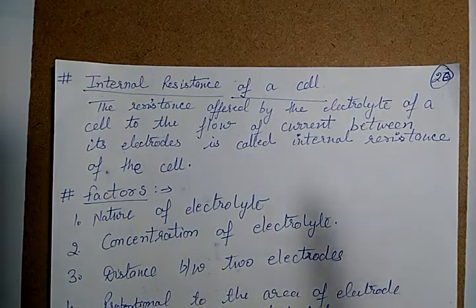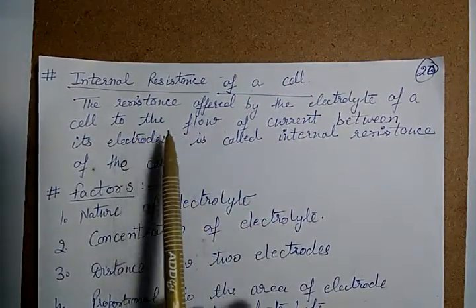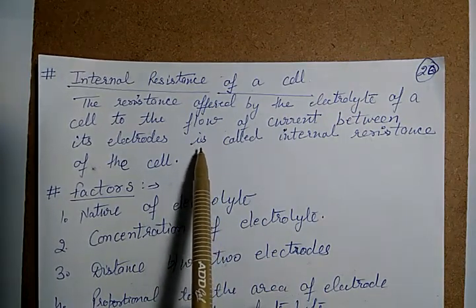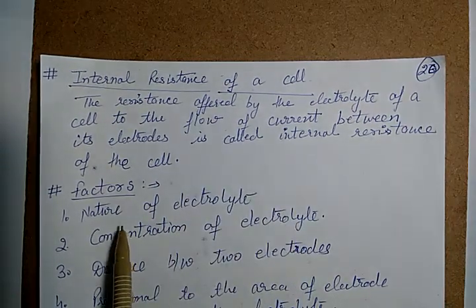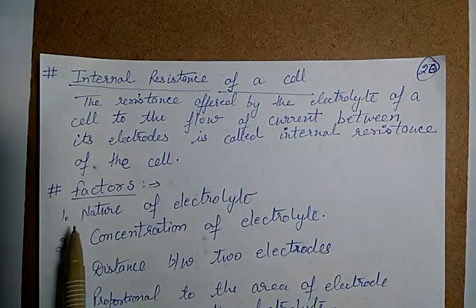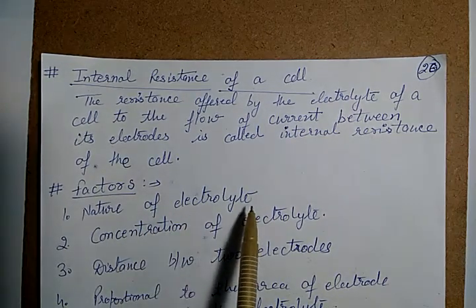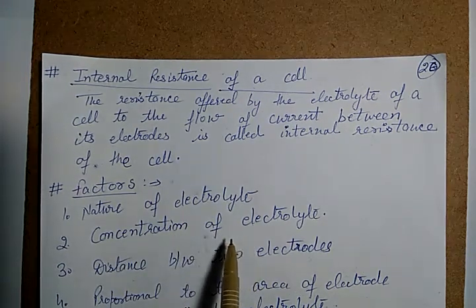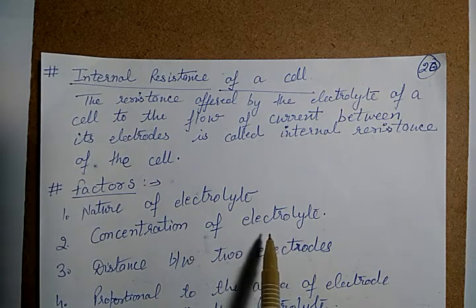As we know that the charged particles are moving from one electrode to the other electrode, so this internal resistance of a cell is obstructing the path or restricting the flow of ions from one electrode to the other electrode. Now the factors on which the internal resistance of a cell depends are: number one, the nature of the electrolyte, that is, the material we are using for the electrolyte. Number two, the concentration of the electrolyte. The internal resistance is directly proportional to the concentration of the electrolyte.